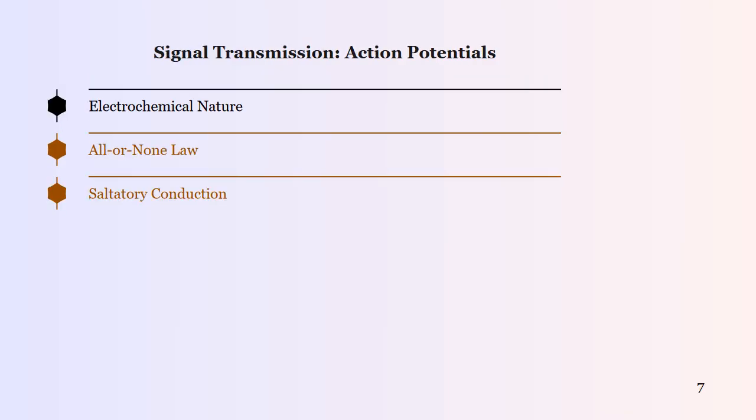7. Signal transmission. Action potentials. Electrochemical nature. The signal travels as a wave of depolarization along the axon membrane, driven by the movement of sodium and potassium ions. All or none law. A motor neuron will either fire completely or not at all. The strength of the stimulus is coded by the frequency of firing, not the size of the pulse. Saltatory conduction. In myelinated motor nerves, the signal leaps between nodes of Ranvier, significantly increasing transmission speed.